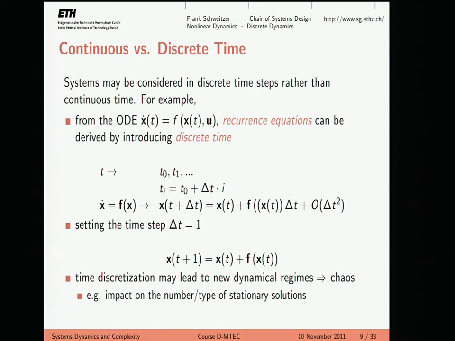It's very simple. What happens in the next time step is the sum of what happened in the previous time step plus the derivative, plus how it changed. Right? This is where I was in the past plus what I did to get from the past to the future. All right. And as I mentioned, doing this discretization, even if you do it properly, can introduce new behavior, in particular chaos. We'll look at that.